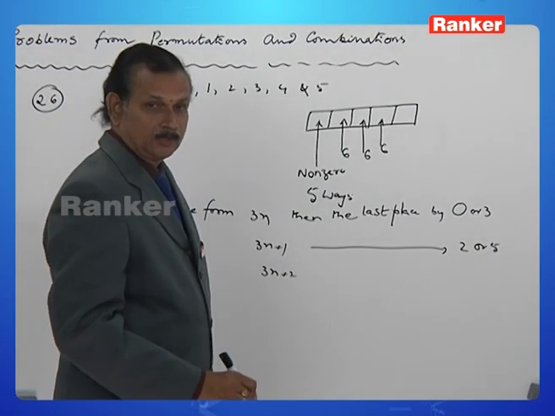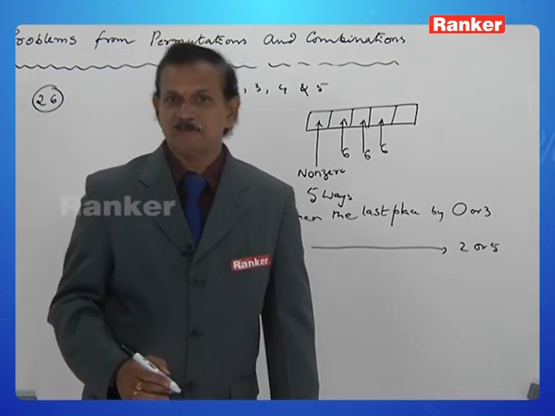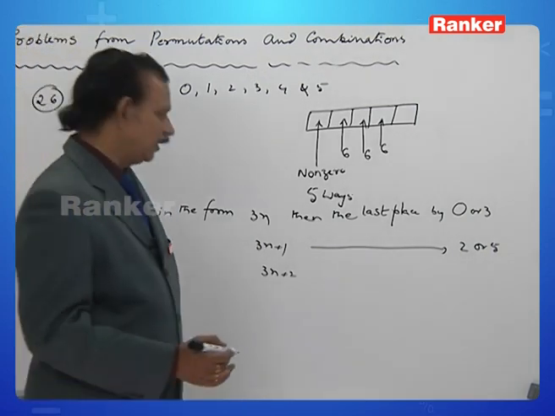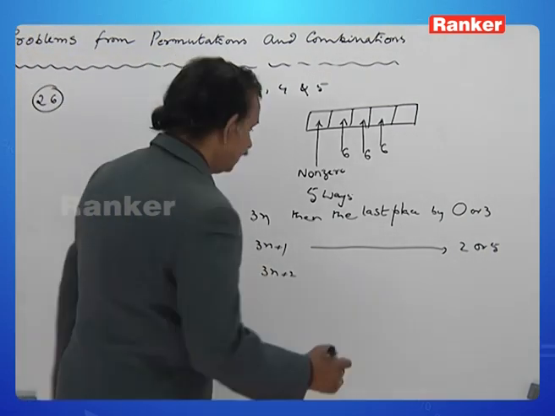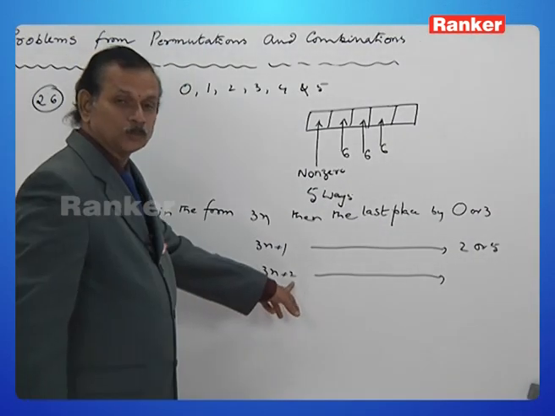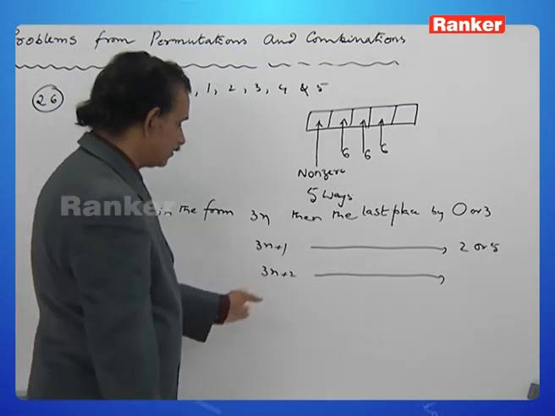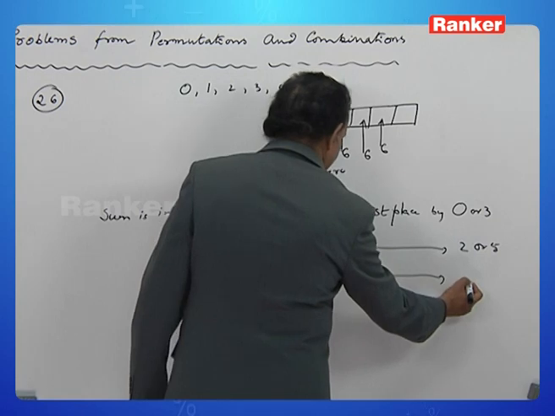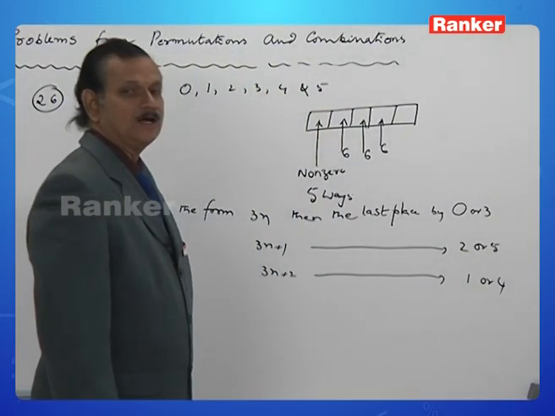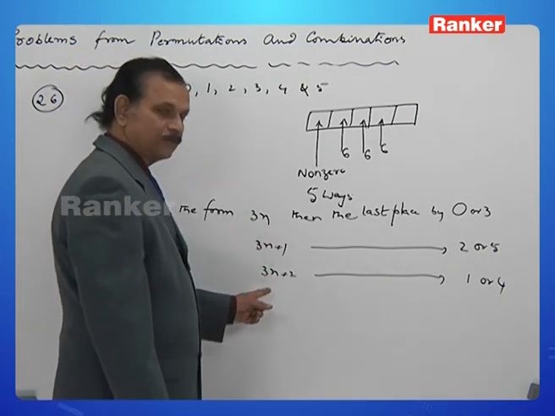The last case, 3n plus 2. If the sum of all the 4 digits which we have filled so far is in the form 3n plus 2, then observe the digit, it is 2. To have the total divisible by 3, you are supposed to have here either 1 or 4. Either 1 or 4. Here 2 ways, here 2 ways, here 2 ways.